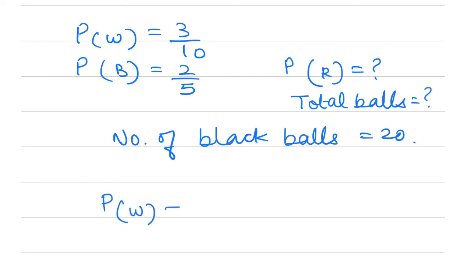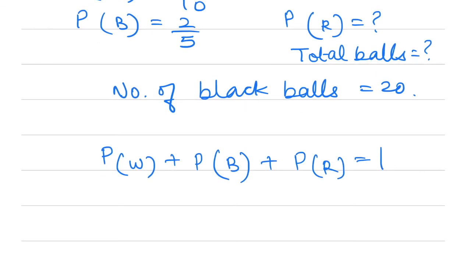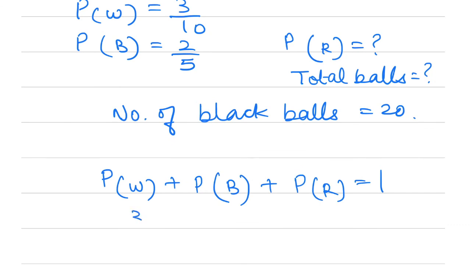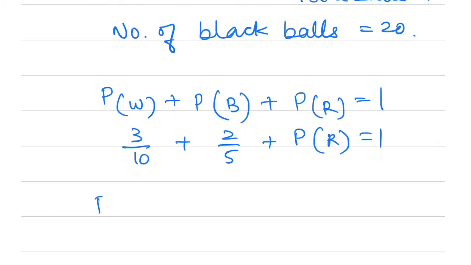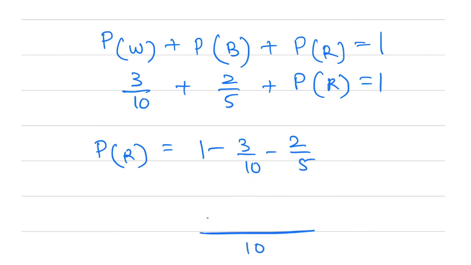Probability of getting a white ball plus probability of getting a black ball plus probability of getting a red ball is equal to 1. The sum of probabilities is 1. So we have probability of white ball as 3 by 10 plus 2 by 5 plus probability of getting a red ball is equal to 1. So probability of getting a red ball is equal to 1 minus 3 by 10 minus 2 by 5. So LCM here is 10, (10 minus 3 minus 4) by 10. So this is equal to 3 by 10.